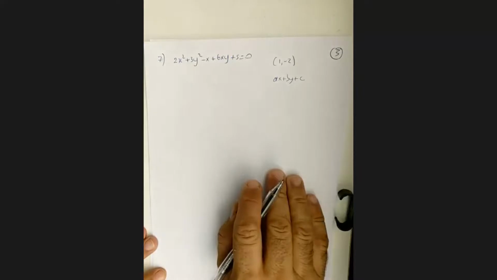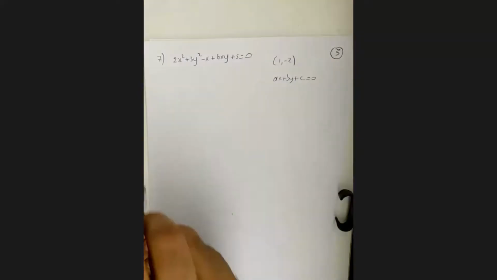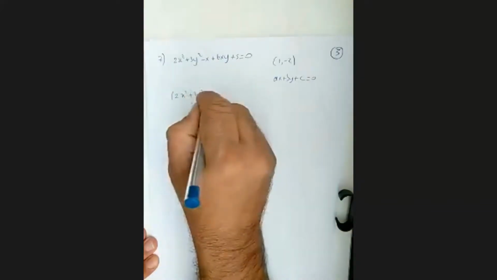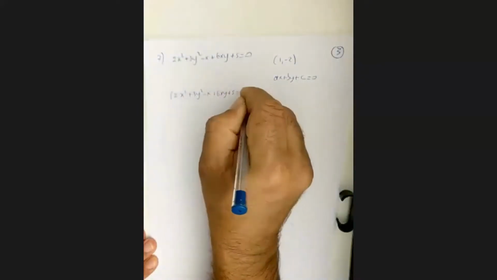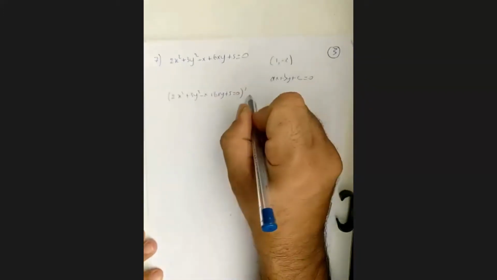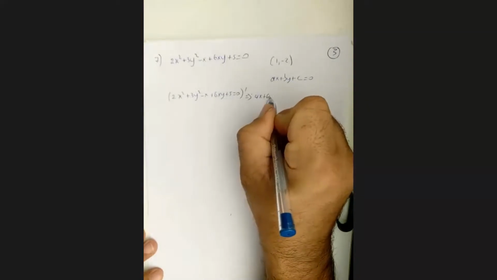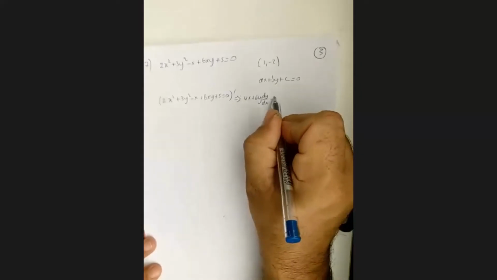So to be able to find the gradient of the tangent, we have to find dy over dx. So let's find dy over dx. We have to differentiate the whole expression to be able to find dy over dx. So what is derivative of 2x squared? 4x. Derivative of 3y squared? 6y dy over dx. Derivative of minus 6x, minus 6.